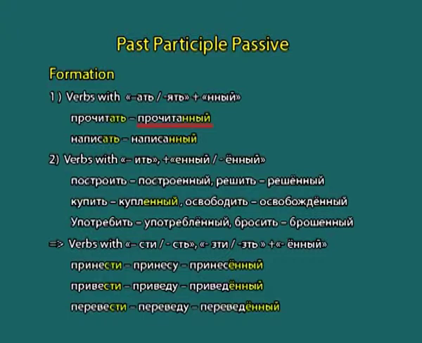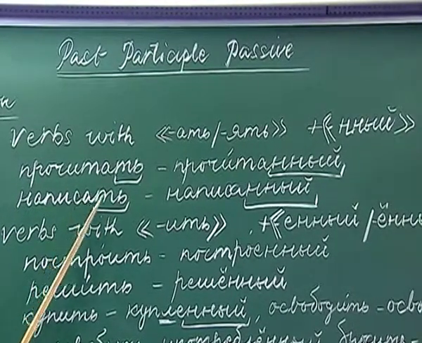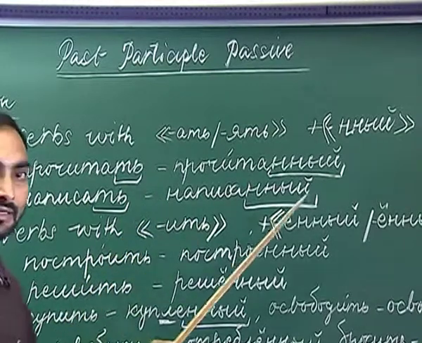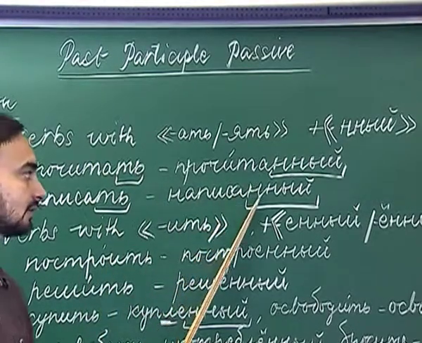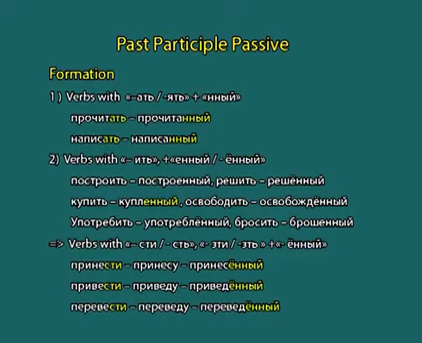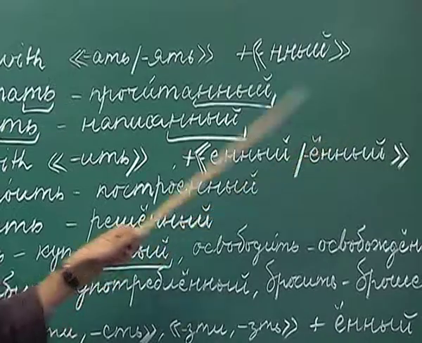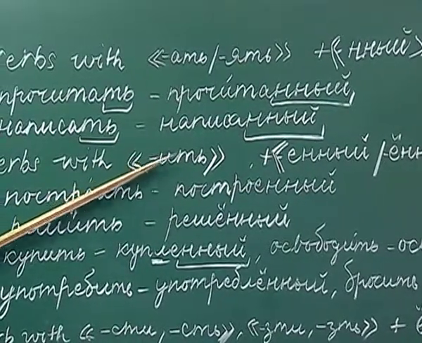So, prachitanni, prachitach, prachitanni. Similarly, napisach, napisach again ends with at and soft sign. Napisanni, we are doing the same thing, we will drop ta and soft sign and add na, na, I and e kratke. Napisanni. Now, the second rule says, if the verbs end with e ta soft sign, then we use the suffixes either yenni or yonni. So, these are two suffixes which are used with the verbs which end with e ta soft sign.